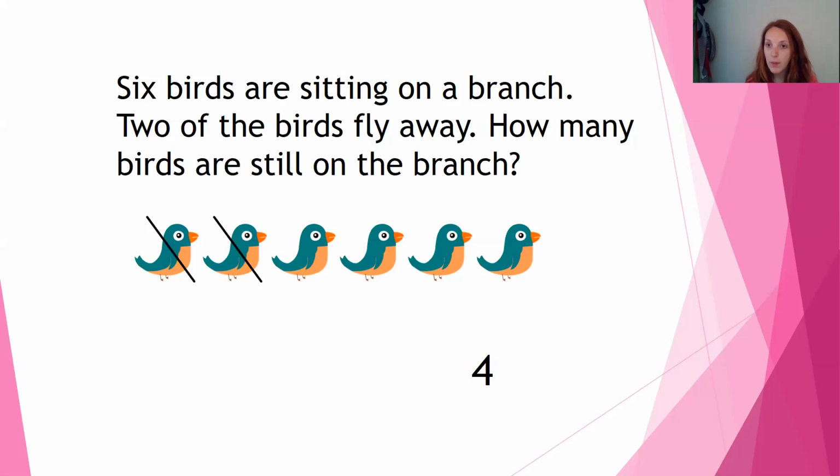How many birds were there at the beginning of our story? 6. And then 2 flew away. So am I going to use the plus sign or the minus sign? Which sign means that the birds flew away, that they are gone, they're not there anymore? We're going to use the take away sign, which is just a little line. 6, take away 2, because 2 of them flew away. Then I always have my equal sign. I had 6, 2 flew away, and I had 4 left over.